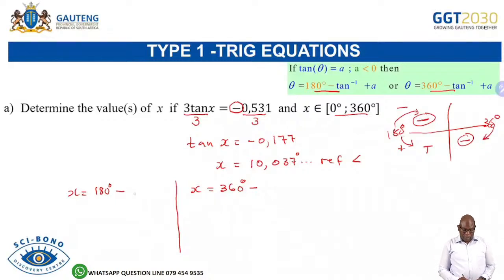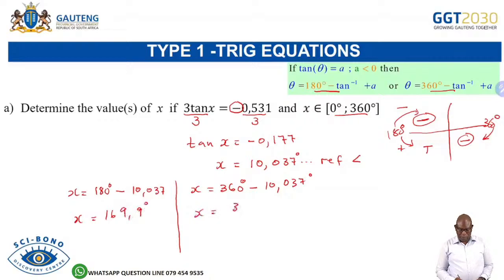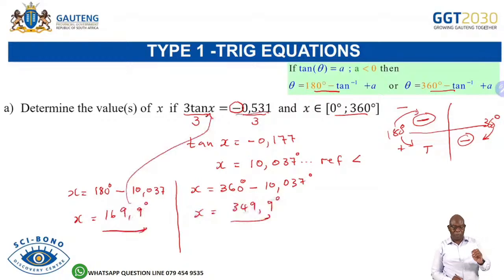So now that's 180 minus 10,037, and 360 minus 10,037. So I must subtract this. My x values, using a calculator, are 169,9 degrees, to 1 decimal, and the other one is going to be 349,9 degrees. So these are the two angles. If I take these angles and substitute them there, I'll get this value. Although with some decimals there will be a problem with the last decimal, but we'll get closer to that value. Okay, because we have rounded off a lot there.